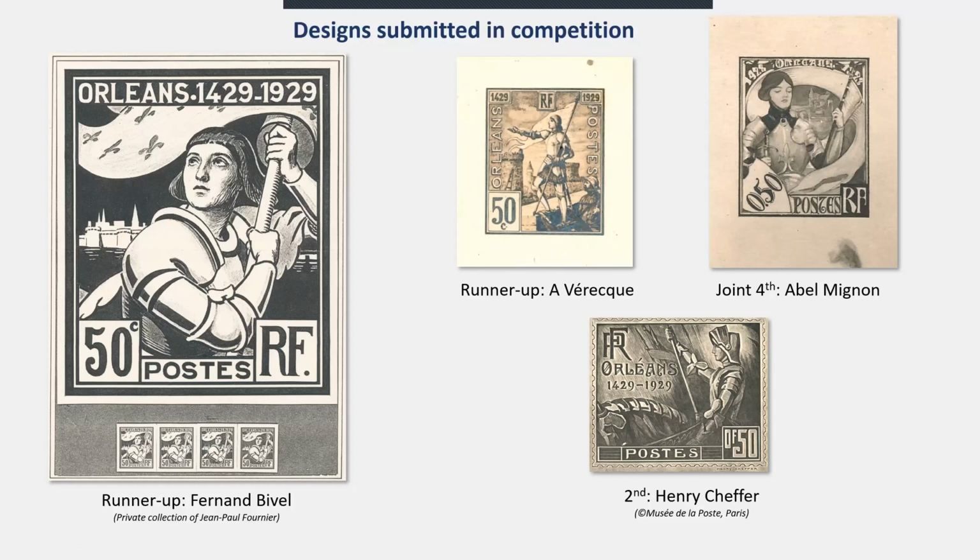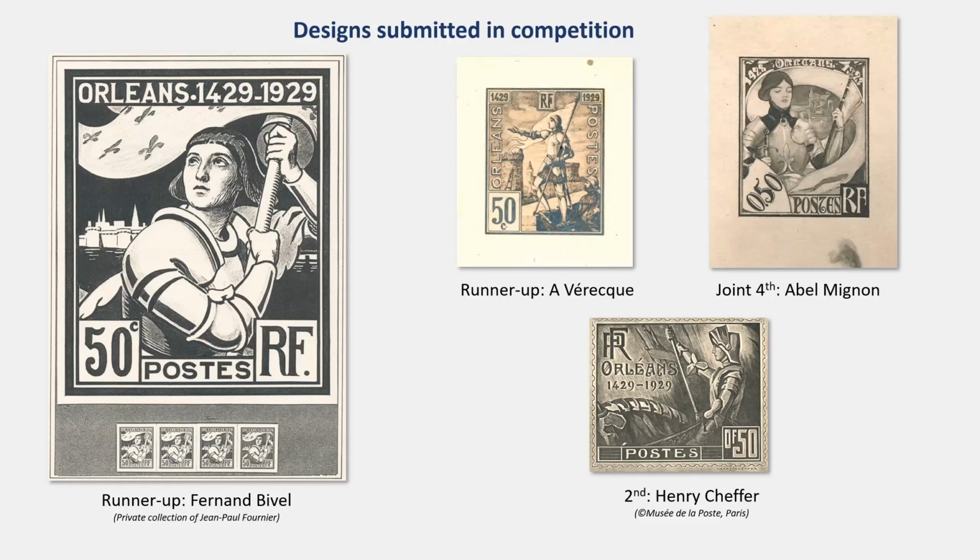Now they're trying to think of his name. Théophile Chollet was the mayor of Orléans in 1928. And it dawned on him that 1929 would be the 500th anniversary of the relief of Orléans. And so he wrote to the PTT to suggest that a stamp be issued.